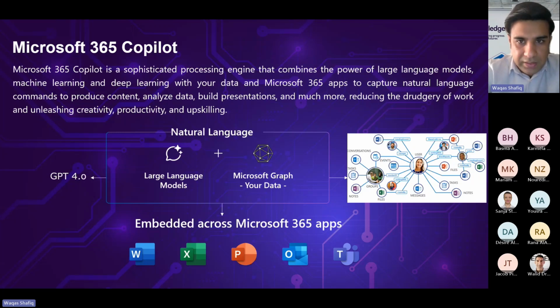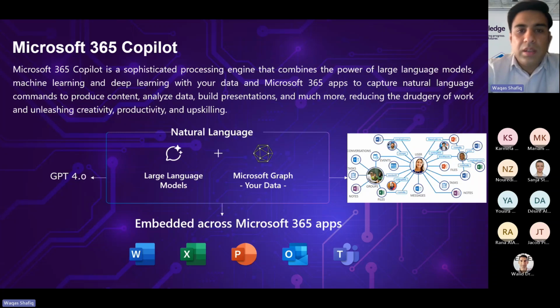What Microsoft did is, Microsoft is using ChatGPT, which is here. That is the ChatGPT 4 version. But on top of it, Microsoft combined the power of Microsoft Graph. What is Microsoft Graph? Microsoft Graph is your data.